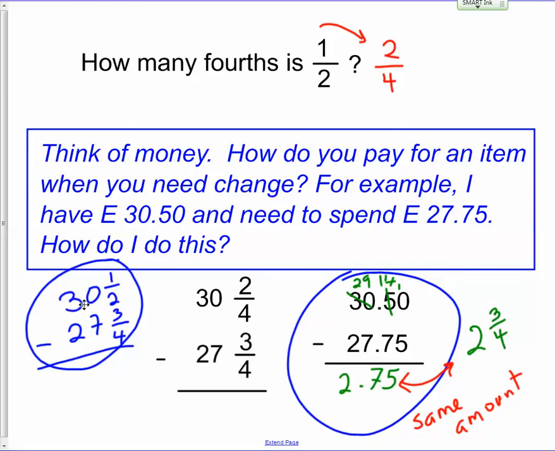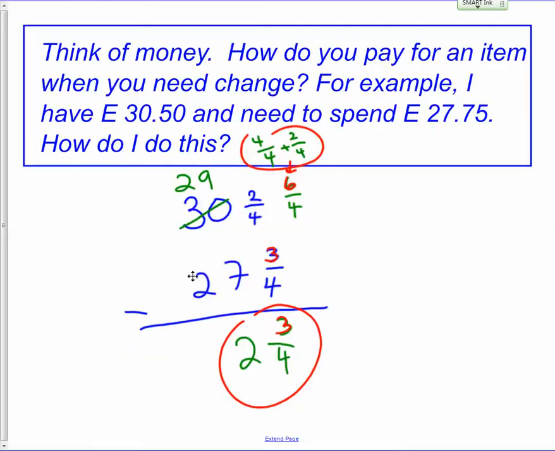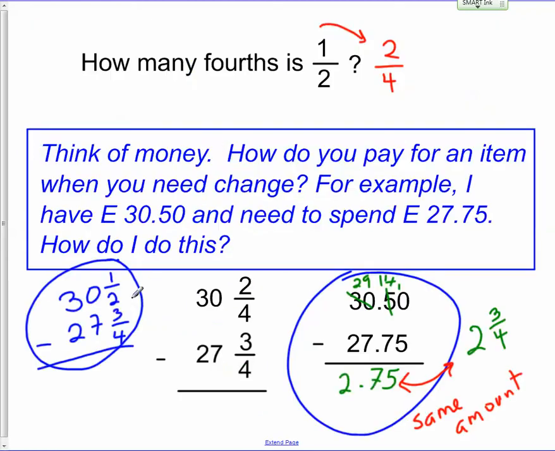So first thing is this problem was really 30 1/2 minus 27 3/4, as you'll see on this page. So it was 30 1/2 minus, whoops, I think I erased. Let me go back here. So this was the original problem, 30 1/2 minus 27 3/4. So the first thing I have to do is make sure that we've got the same size piece. So how many quarters is a half? And you all knew it was 2/4. So my problem becomes 30 2/4 minus 27 3/4. And just like I couldn't do 50 cents minus 75 cents, I can't do 2 minus 3.